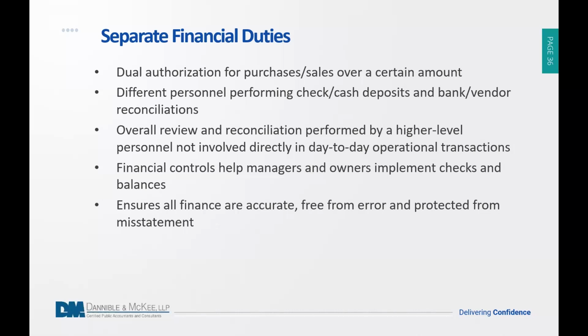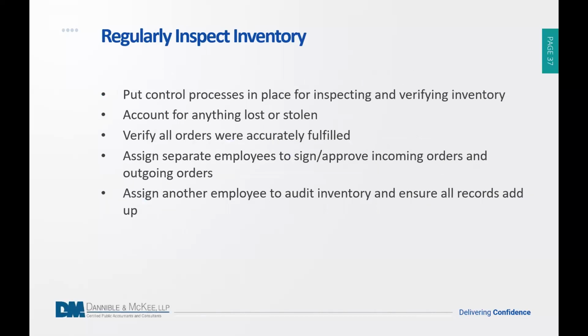Maybe there is a vendor who is incorrectly billing and it's just not noticed by anyone internally, but someone higher up in the review process catches it. Maybe it was an innocent mistake. There are errors made. Everybody's human. These internal controls are twofold. They'll help catch the fraud, and they'll help catch mistakes as well. You want to regularly inspect inventory, and put control processes in place for inspecting and verifying inventory. Account for anything that's lost or stolen. Verify all the orders are accurately filled. Assign separate employees to perform separate duties.